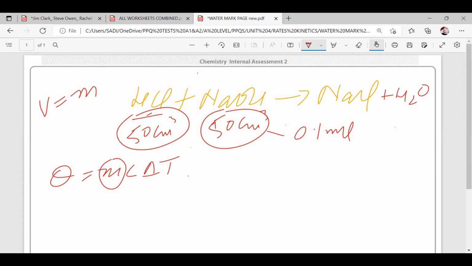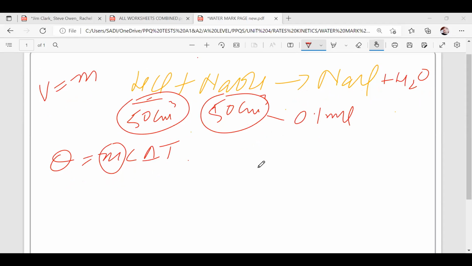Am I sharing the file with you? Sir, volume Yes, is equal to mass. Volume is equal to mass is only in neutralization. No, I'll tell you how it is equal to mass. I'm explaining this part now.